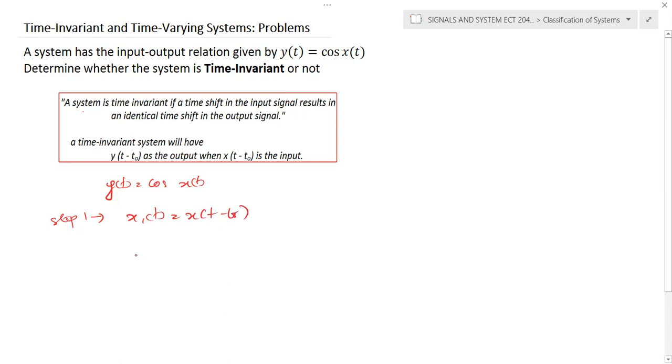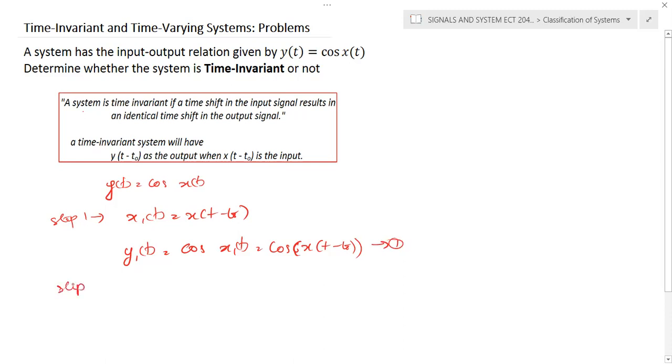We will apply the shifted version of the input to the system, and we will find the output, and we'll call that output y1 of t. In place of x of t, you can substitute x1 of t, or you can write cos x of t minus t0. This is equation number 1.